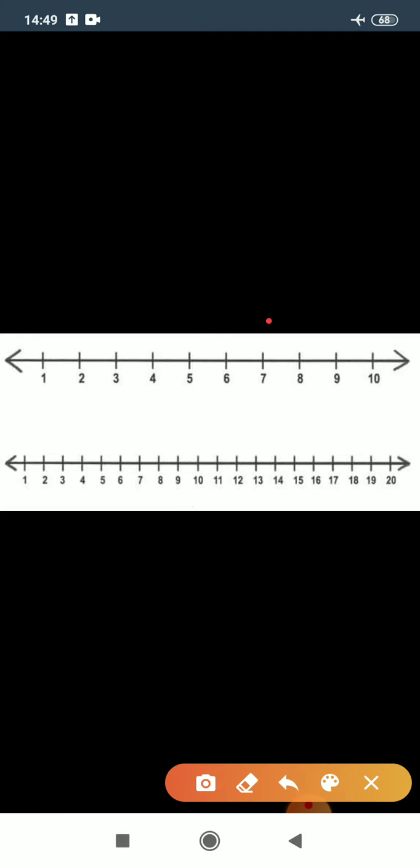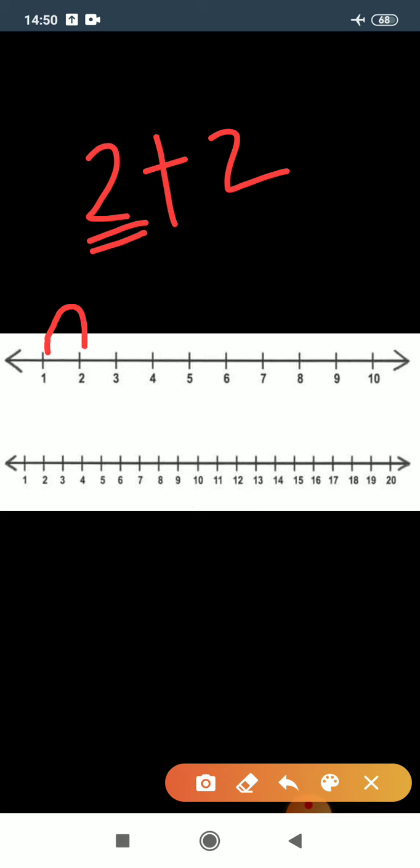Now you can see the two number lines in this picture. This type of number line you had seen in standard 2nd for adding two numbers and subtracting two numbers. Okay, so today we are going to revise how to use number line for adding the numbers and for subtracting the numbers.